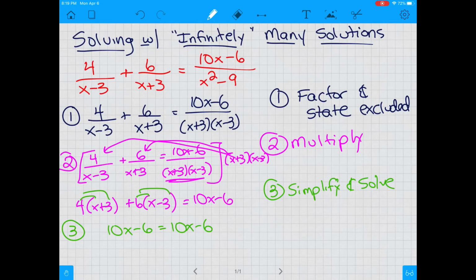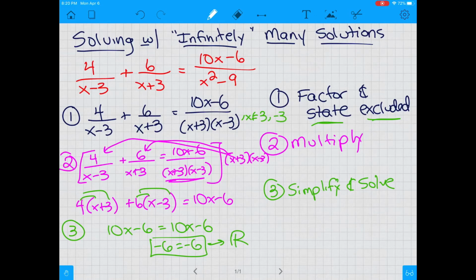Wait a minute. Those two things are exactly the same, are they not? I could move some stuff around if I wanted to. Subtract the 10x's from both sides and get negative 6 equals negative 6. And you're like, oh my goodness, all real numbers. But there's something very important that I forgot to do in my first step. I kind of purposefully forgot to do it, so hopefully all of you at home are screaming at the video, when I got past step 1 and I didn't state my excluded values. Here I should say x can't be 3 or negative 3.